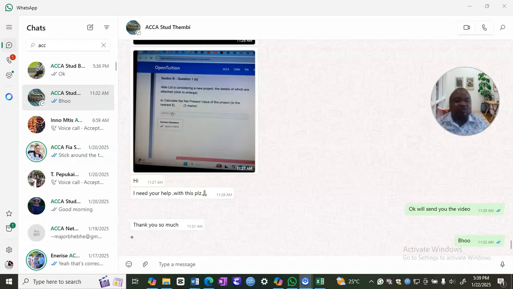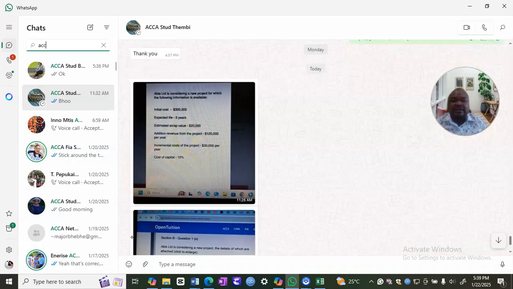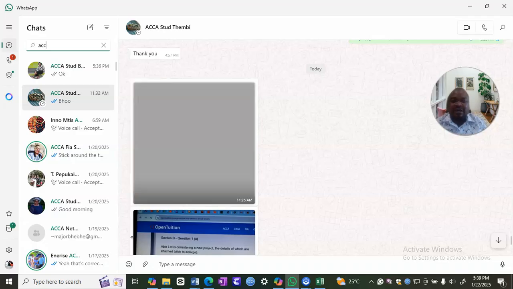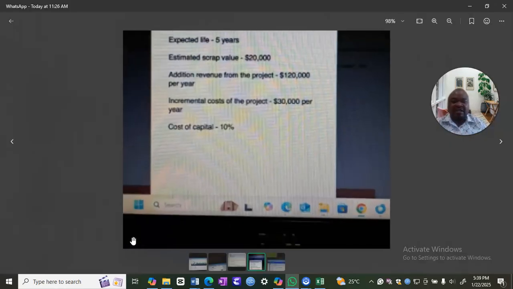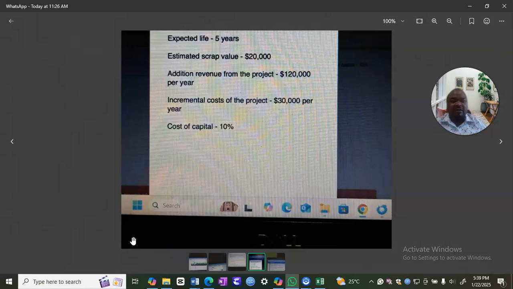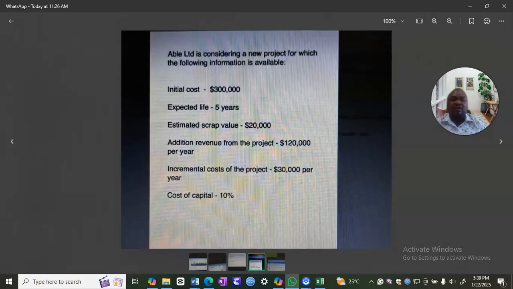I have received this message from a student, and they want me to assist them in solving a particular question related to the ACCA management accounting exam. As an ACCA tutor, they've done the correct thing by approaching me. They want help from the ACCA tutor himself.